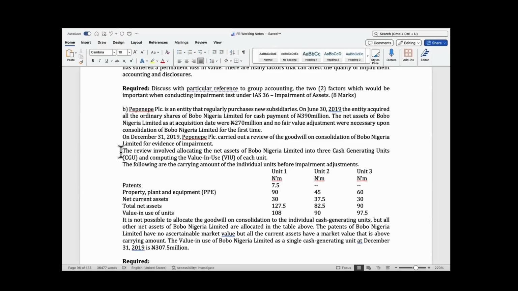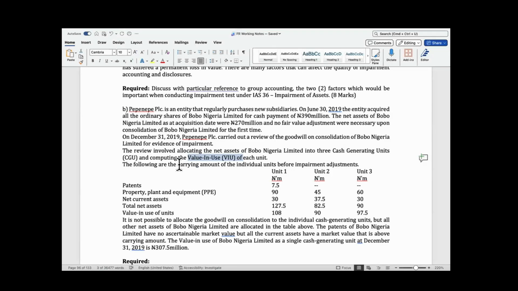He says the review involved allocating the net asset of Bobo Limited into 3 CGUs and computing the value in use of each unit. So apparently, when he wanted to do his value in use, he saw that a lot of the assets, you cannot individually get their value in use. So he needs to get CGUs. And you know that's how you solve that problem. You group assets together that make money together, which is what this guy has done here. So he now has 3 different CGUs, basically to get their value in use for each of the units.